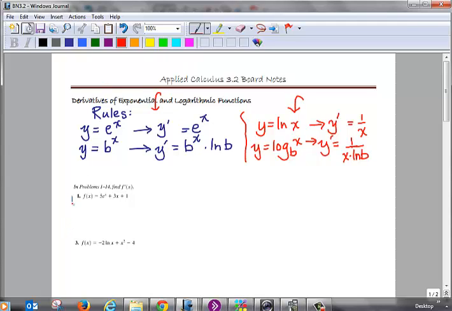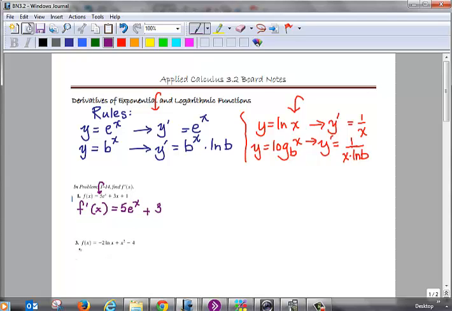Okay, so we can practice that. In this first example we have a function f of x equals 5 times e to the x plus 3x plus 1. We know that f prime of x will be, remember we drag the coefficient along, so it's 5 multiplied by the derivative of e to the x, which is just e to the x, plus the derivative of 3x, which is 3, plus the derivative of 1, which is 0. So we see the derivative here, 5 times e to the x plus 3.